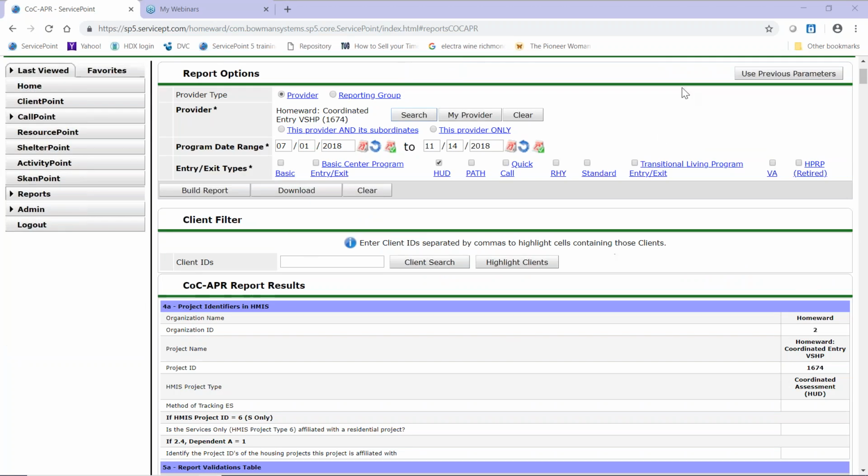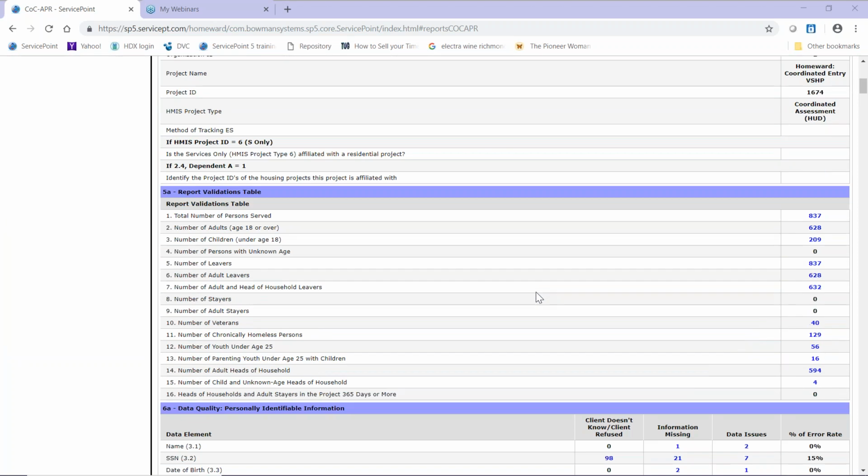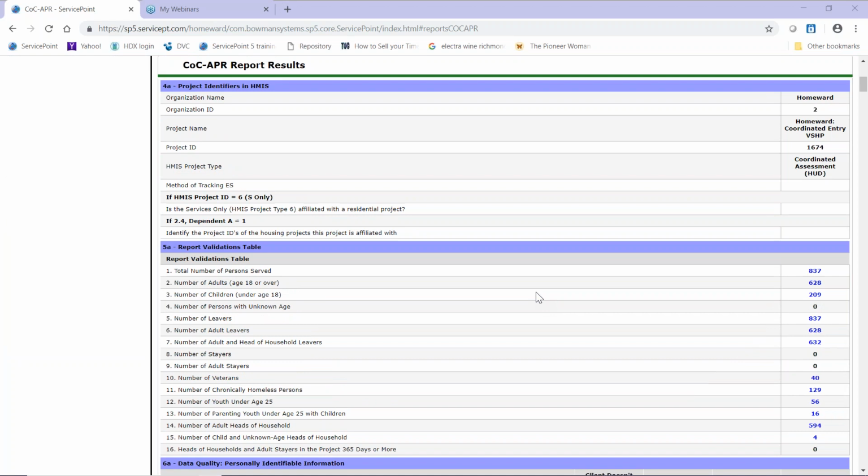So we're processing here, and we now have our data returned to us. So question 5A is broken up into 6 sections. Total number of persons served, number of adults, number of children, number of leavers, number of stayers, number of veterans, number of chronic, number of youth. So a leaver is someone who left your program, so they have an exit date. A stayer is someone who does not have an exit date, so they're still in your program.